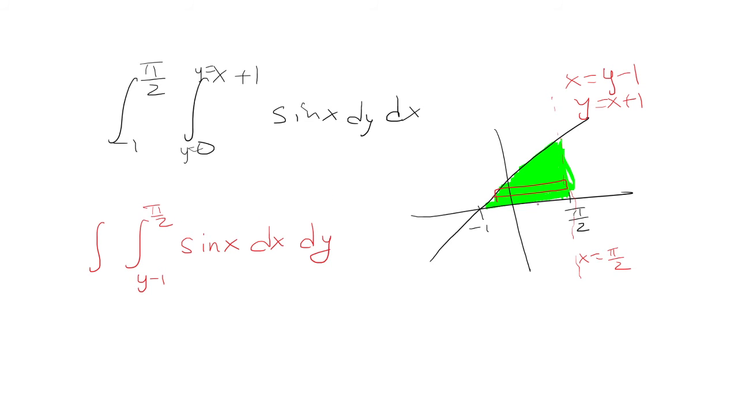Y, we're looking at the y value. So the smallest y value is at 0. And then the highest is whatever is at this point. Notice that it's at x equals pi over 2. So we plug it in here, pi over 2 plus 1. So that's what this value is.